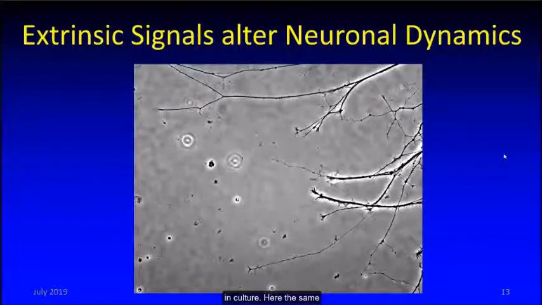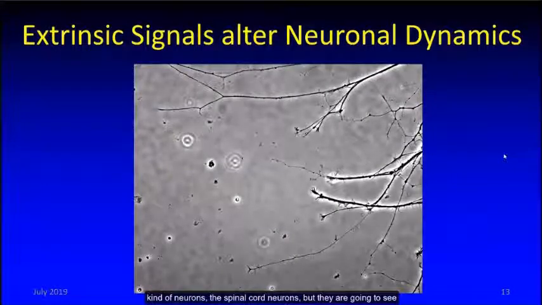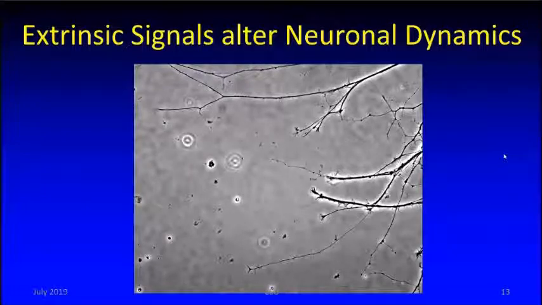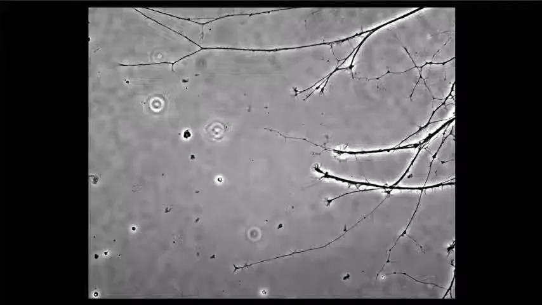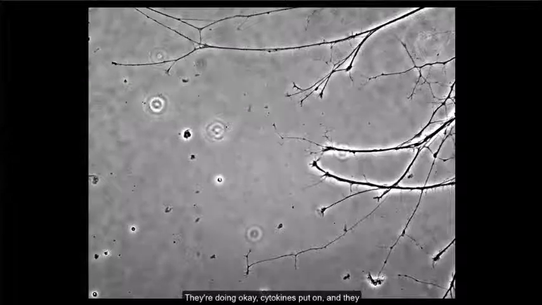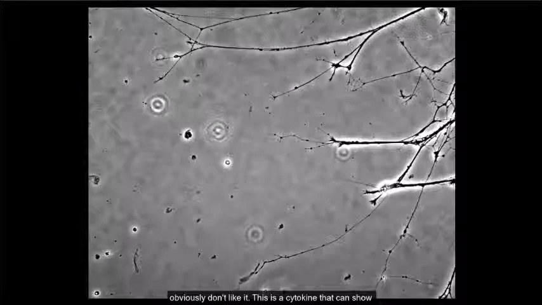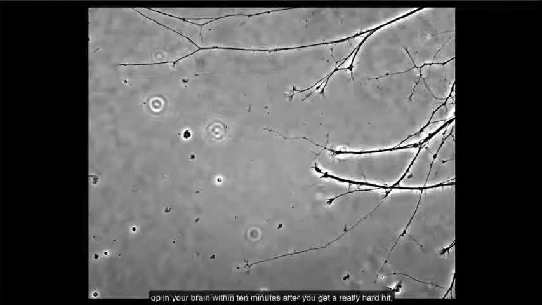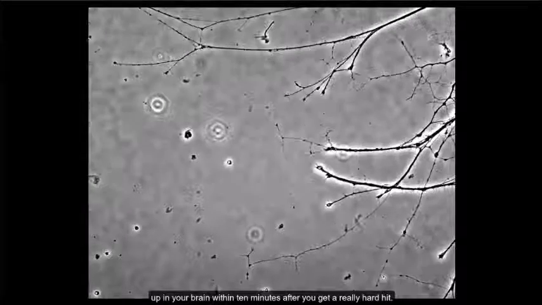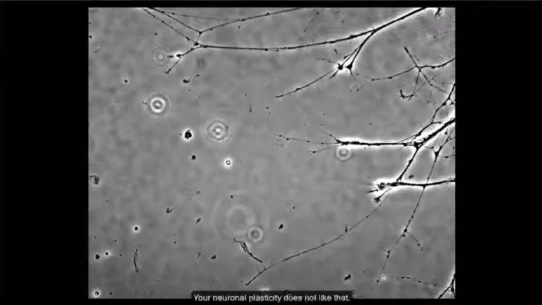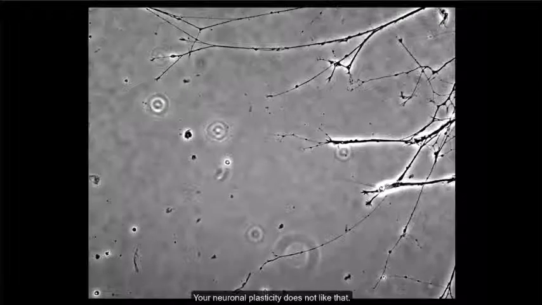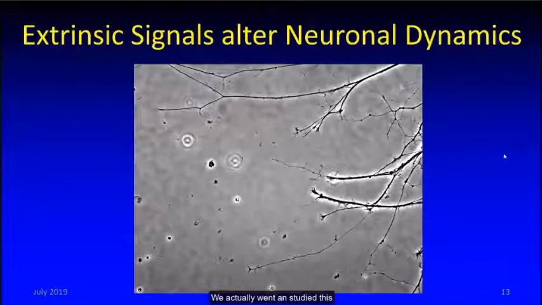Here, the same kind of neurons, spinal cord neurons, are going to see a pro-inflammatory cytokine shortly after the movie starts. So they're doing okay, the cytokine is put on, and they obviously don't like it. This is a cytokine that can show up in your brain within 10 minutes after you get a really hard hit on your head. Your neuronal plasticity does not like that.